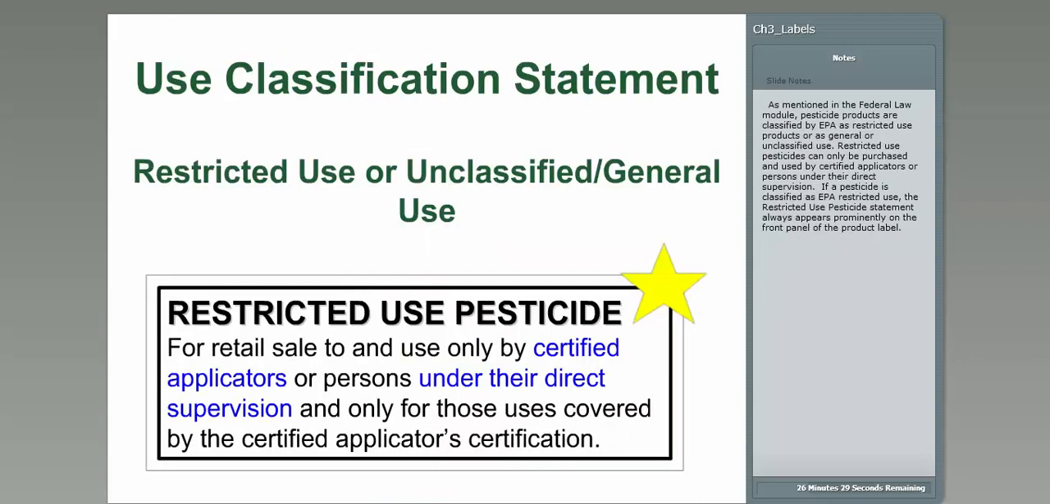As mentioned in the Federal Law module, pesticide products are classified by EPA as restricted use products or as general or unclassified use. Restricted use pesticides can only be purchased and used by certified applicators or persons under their direct supervision. If a pesticide is classified as EPA restricted use, the restricted use pesticide statement always appears prominently on the front panel of the product label.